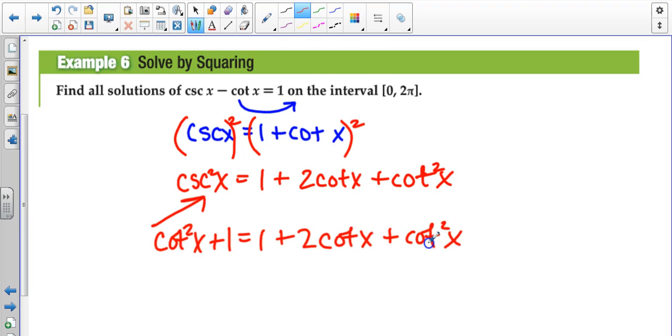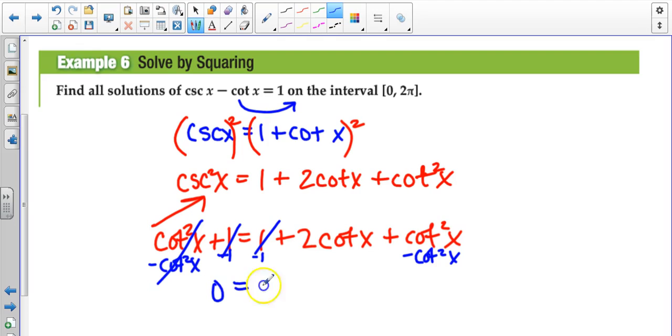Then what? Some nice stuff happens. If I subtract a 1 off each side, that's gone, right? Subtract a cotangent squared off each side. No more of those. What's left on the left? On the right, I have 2 cotangent. On the left, I have nothing, 0. The only way that's true is if what?